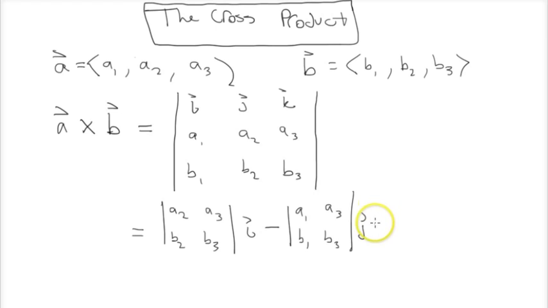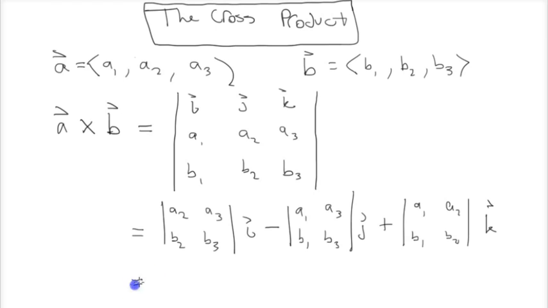We take the determinant of that matrix, and those are both around the j component, so times j. And then plus, and it's important to note that minus right there, plus this 2x2 matrix, the point of which touches k. That would be A1, B1, A2, B2. Take that determinant times k.